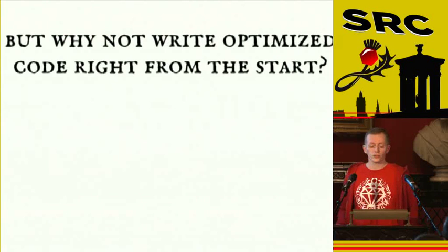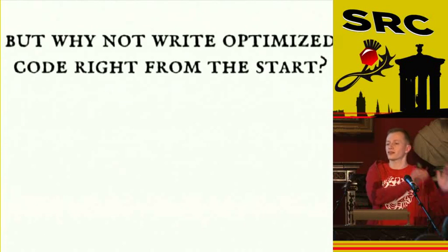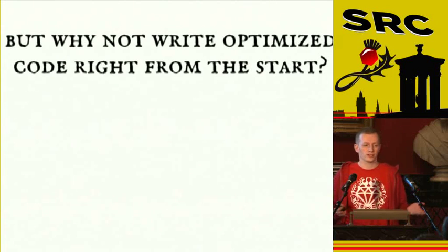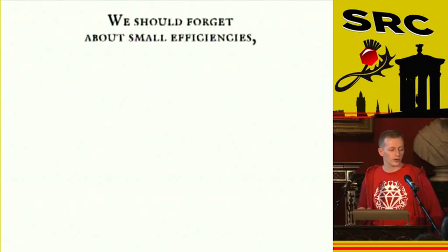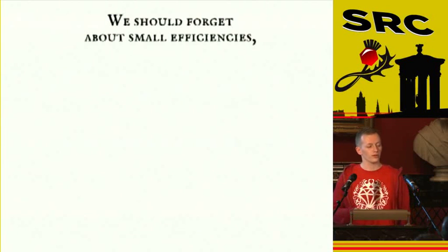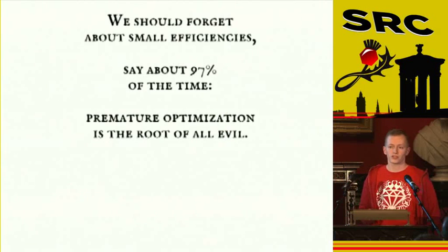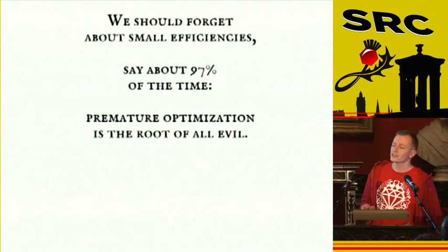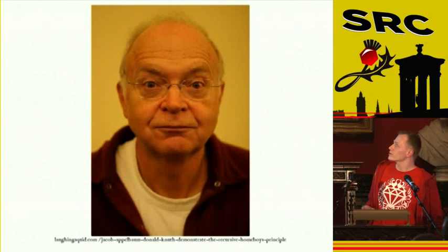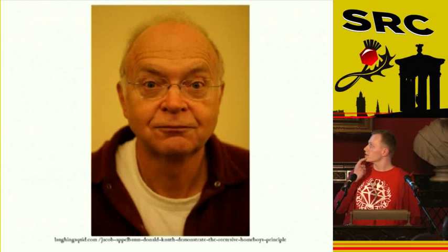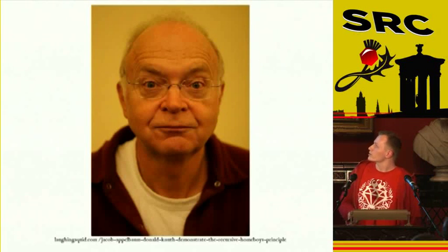So the last question that I want to address: why not optimize code right from the start? Why not start by writing optimized code just in C? Well, because it's premature optimization. The quote goes like this: we should forget about small efficiencies, say about 97% of the time. Premature optimization is the root of all evil. This is a quote from Donald Knuth, a very famous scientist, professor emeritus.